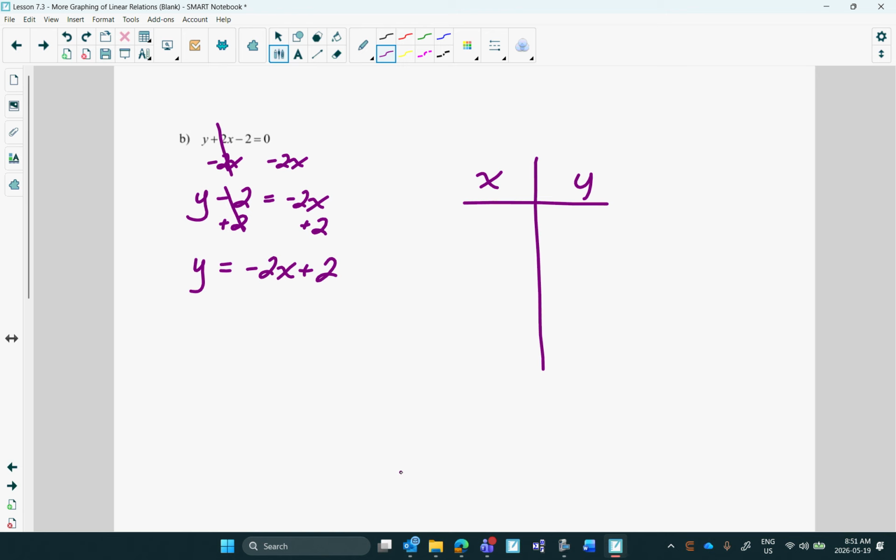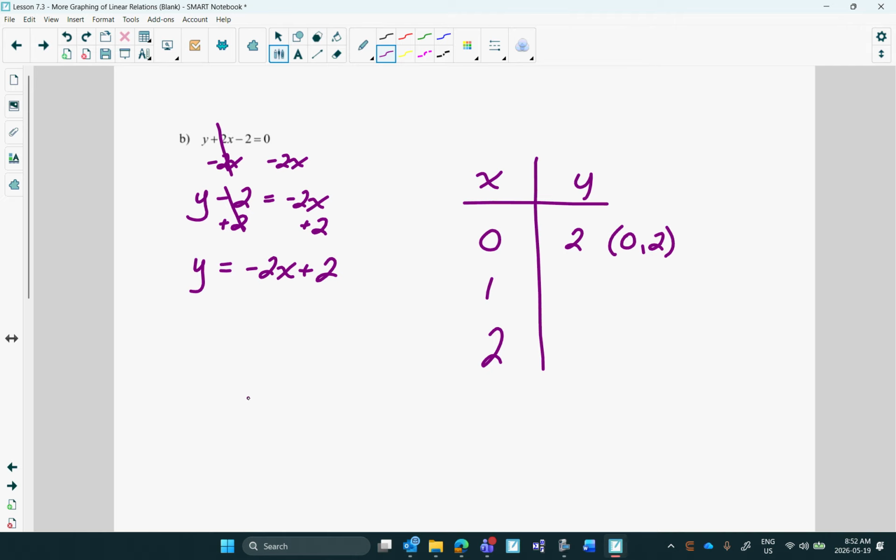Okay, so we're ready to do a table. No fractions, so what do you want to pick for x? 0. Is it always going to be 3 numbers? Yes, it's always going to be 3 numbers, and I said you should always pick 0. Only if there's a fraction here do these ones change. Okay, so if I plug in 0, what's negative 2 times 0? Plus 2. Here's our 1 point.